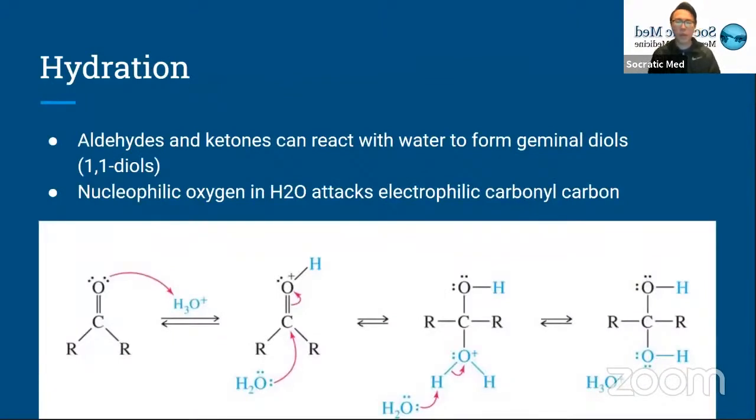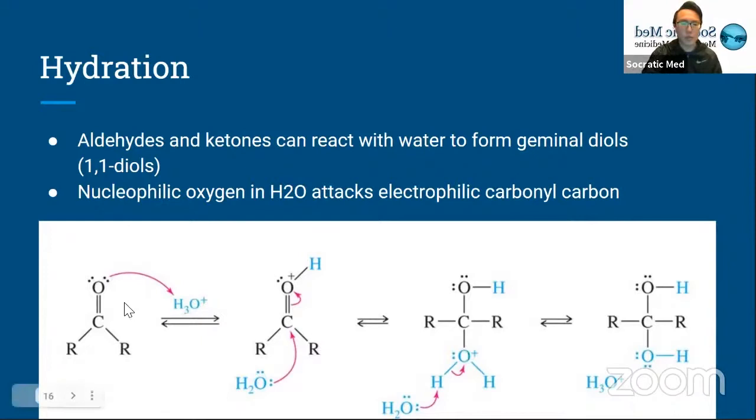Next, hydration of aldehydes and ketones. This is similar to when I went over protecting groups for alcohols. An aldehyde or a ketone will react with water to form geminal diols, so this is when there are two oxygen groups attached to the same carbon. The nucleophilic oxygen in water will attack the electrophilic carbonyl carbon, and this will form a tetrahedral product as well.